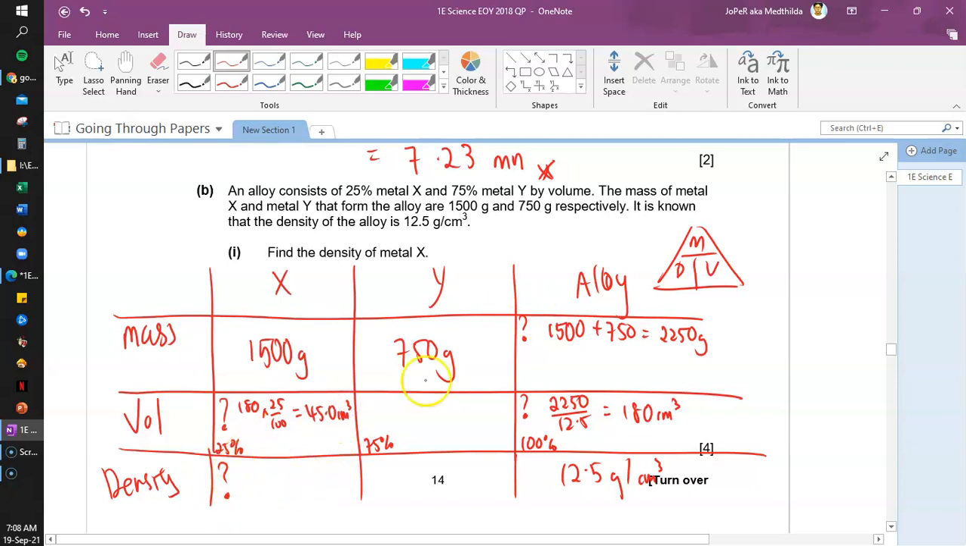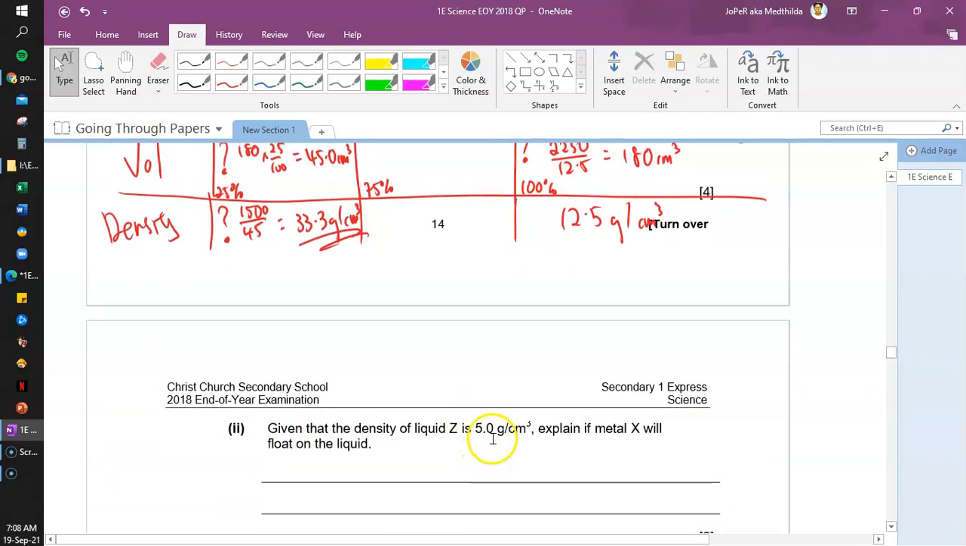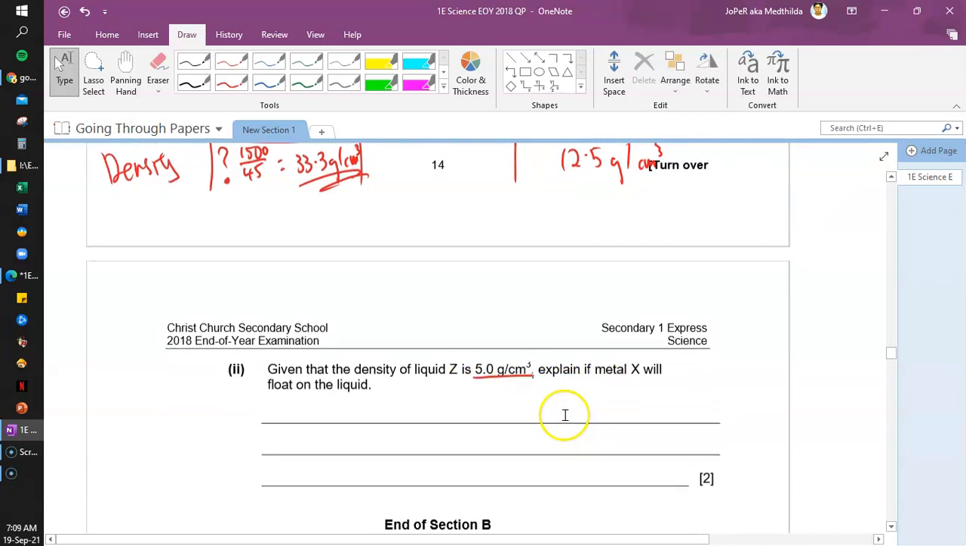Hence, to find the density, you take the mass divided by the volume. When you do this, you're going to get 33.3 gram per cm cube. So this is the answer for the density of X. Now, they say the density of liquid Z is 5.0 gram per cm cube. Explain why metal X will float on the liquid.